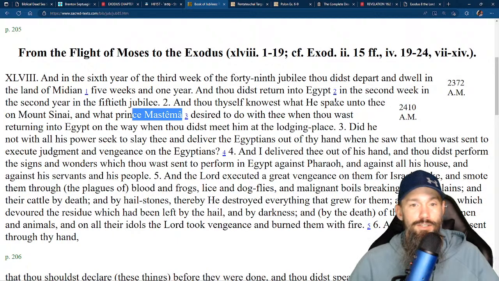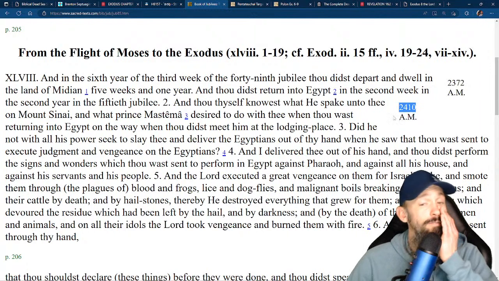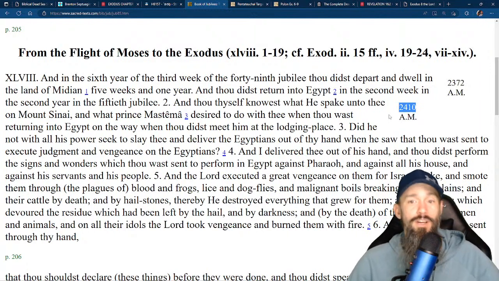And these are the dates. Jubilees 49 years. It's Moses, year 2410 of creation. So you started Adam, and you got 2,410 years to where we're at now. Then you can figure out how long the earth's been around.